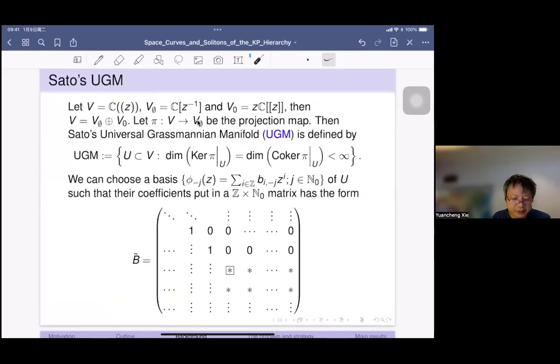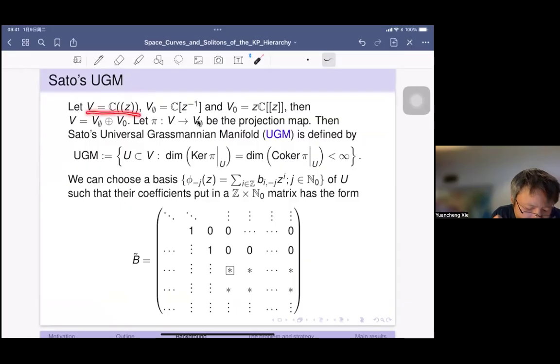So Sato gives the following way to construct this Grassmannian. We consider the formal Laurent series ring in z. z is just a dummy variable. Later we will see that this corresponds to a spectral variable.